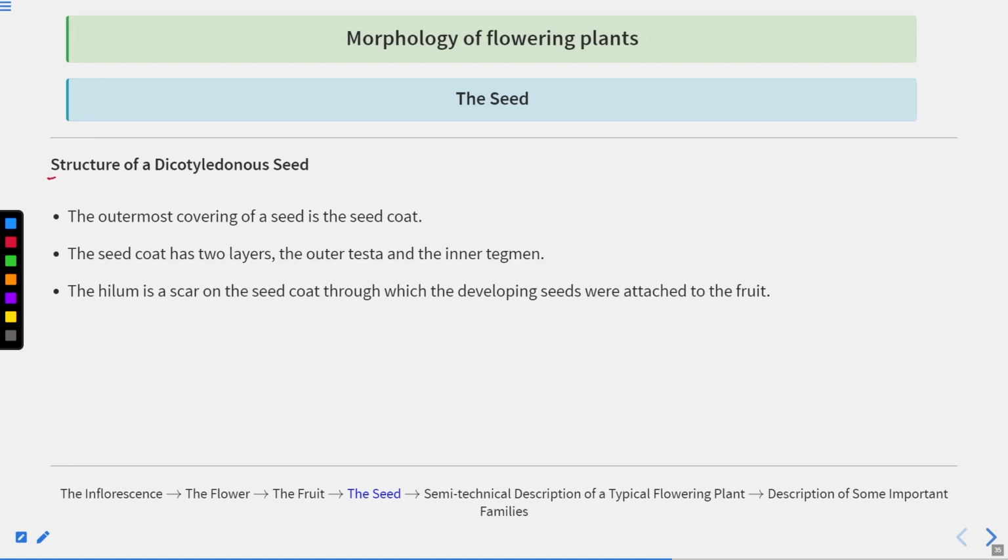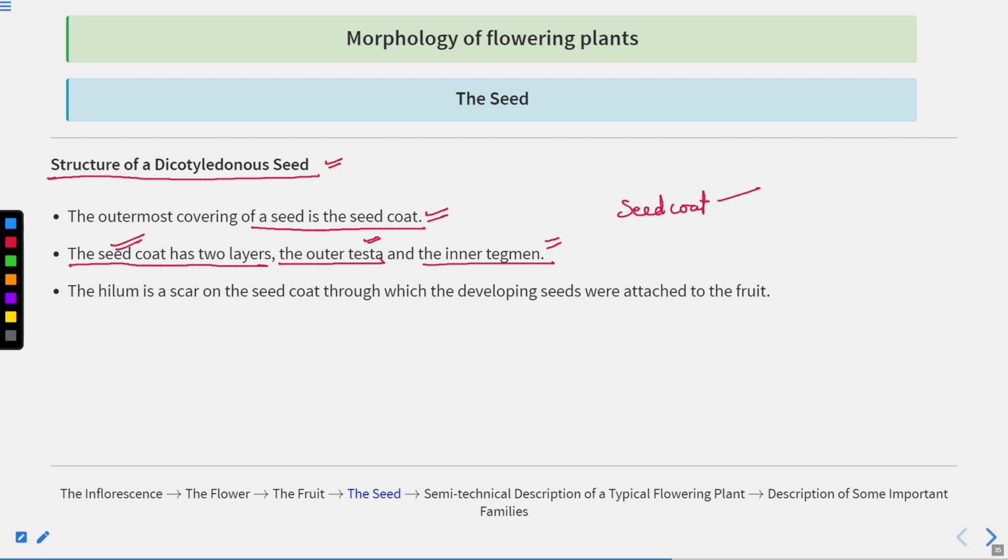Let us see the detailed structure of a dicotyledonous seed. So there are two types of seeds, monocotyledonous seeds and dicotyledonous seeds, right? The outermost covering of a seed is the seed coat. Generally we do not see it, but the seed coat has two layers. The outer layer is called the testa and the inner layer is called the tegmen. Seed coat, outer is testa and the inner is tegmen.